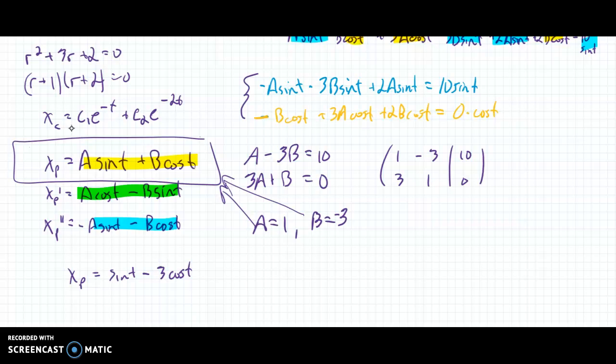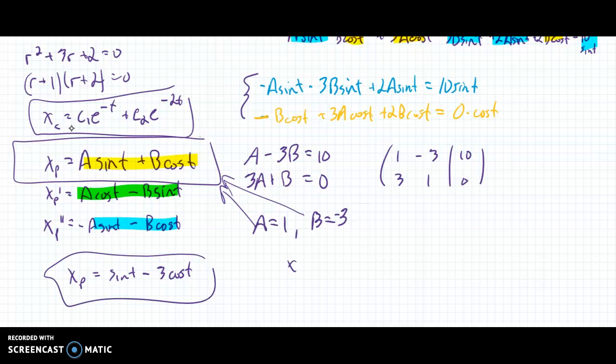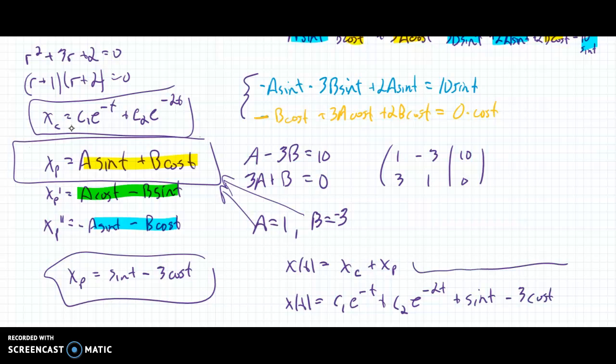And then my xc, I've already got it listed here. You could write x of t is xc plus xp, since we've already defined them, or if you want, write x of t is c1 e to the negative t plus c2 e to the negative 2t plus sine t minus 3 cosine t. That's a little bit more of a complete answer, but I would take either one. So hopefully you see this and you're ready to go try some when we see each other next.